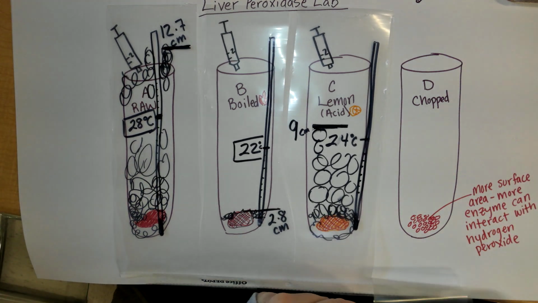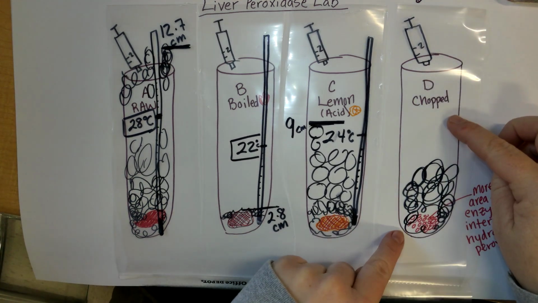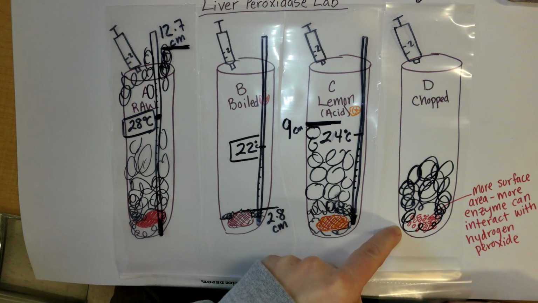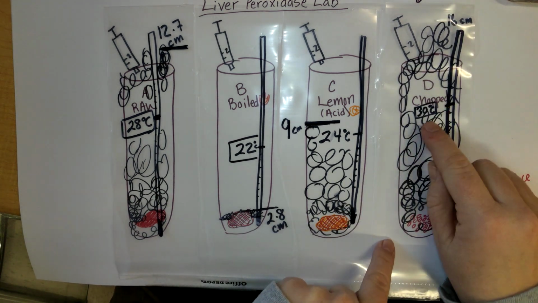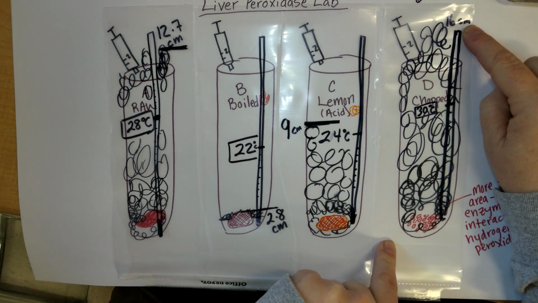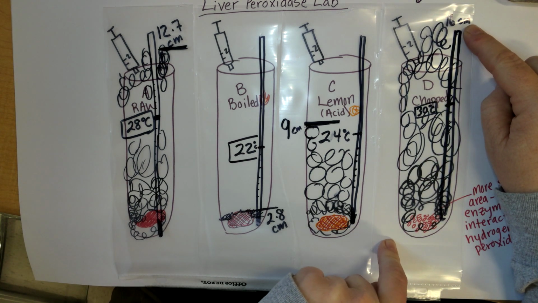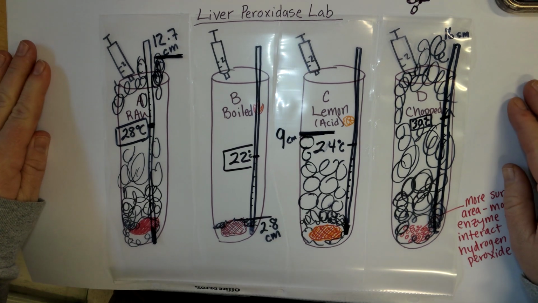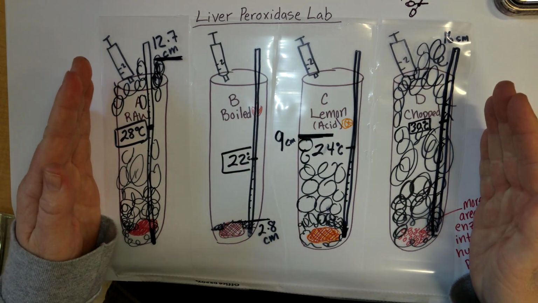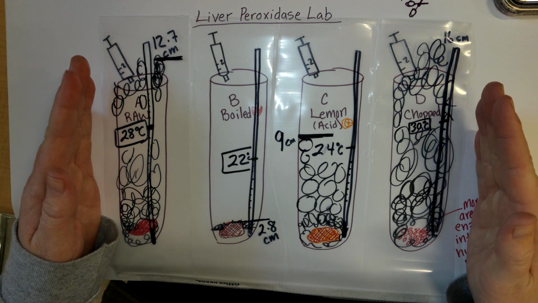Lastly, when you guys added the hydrogen peroxide to the chopped liver, you immediately saw a reaction, and our end result was 30 degrees Celsius for our hottest temperature and 16 centimeters for the height of the bubbles. So we had the largest bubbles that we've seen. These are the results of our class data, and this is what we will be using to do our graphs, conclusion, and analysis.